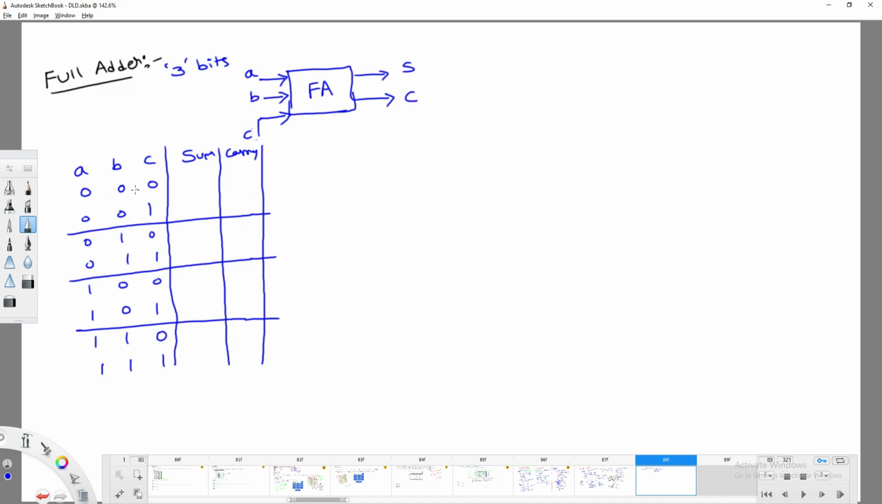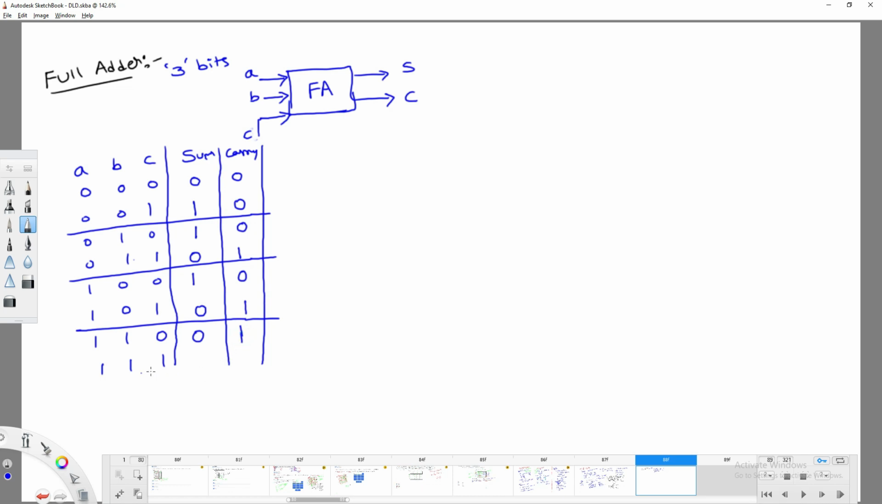So 0 plus 0 is 0, carry also 0. 0 and 0 is 0, 0 and 1 is 1, carry is 0, for input 0 1 0. So sum is 1, carry is 0, right? When you have 0 1 1 as input, 0 and 1 is 1, 1 and 1 is sum 0, carry is 1. For 100, sum is 1, carry is 0. For 101, sum is 0, carry is 1. For 110, sum is 0, carry is 1.